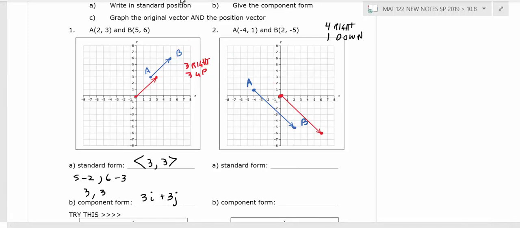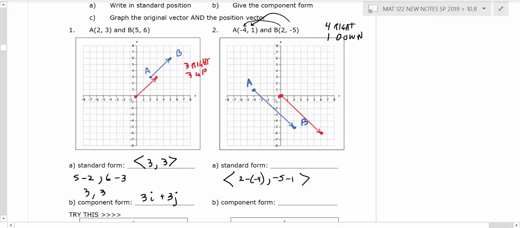Okay, so this is basically what we do. We just subtract the x's. So I like to write it like this. I just do 2 subtract negative 4, comma, and then subtract the y values, negative 5 minus 1. Be sure that you subtract them in the right order. It's the second point minus the first point. So anyway, that would give you 2 plus 4 is 6. Negative 5 minus 1 is negative 6.